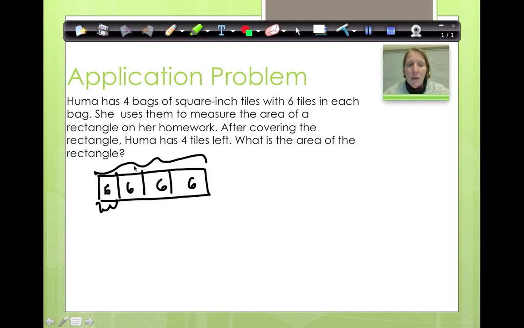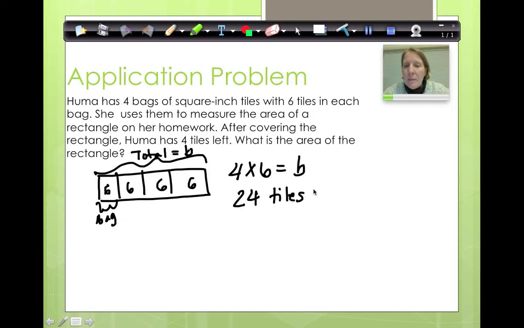So I'm going to label this, I need to know the total. I'm going to call that B for bag. This is 1 bag. Okay, so how many totals in her bag? Well, can we use this as a multiplication sentence? I think we can. We have 4 groups of 6 equals our total. What's my total? 4 times 6 is 24 tiles in her bag. Okay. So now I know how many she's got.